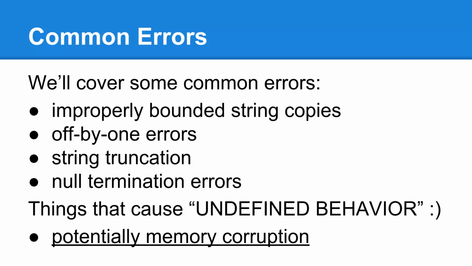So there are a number of common errors that we're going to cover with regards to string handling. Unbounded string copies or improperly bounded string copies, off by one errors, string truncation, and other null termination errors. These are all things that, in the textbooks, cause undefined behavior and potentially result in memory corruption. And security folk are always very interested in any bugs that result in memory corruption, as those are often the most common bugs that are exploitable by attackers and can have the most serious impact.